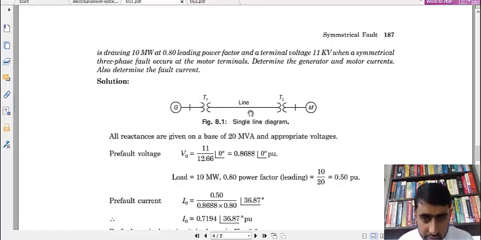That means on this side the base kV will be 66 kV, and on this side the base kV will be 12.66 kV. This is the base kV. Actual voltage is 11 kV. That's something different. We need to convert it into per unit. All the reactances are given on the appropriate base voltage, so we don't have to change them because they are given on the same rating.